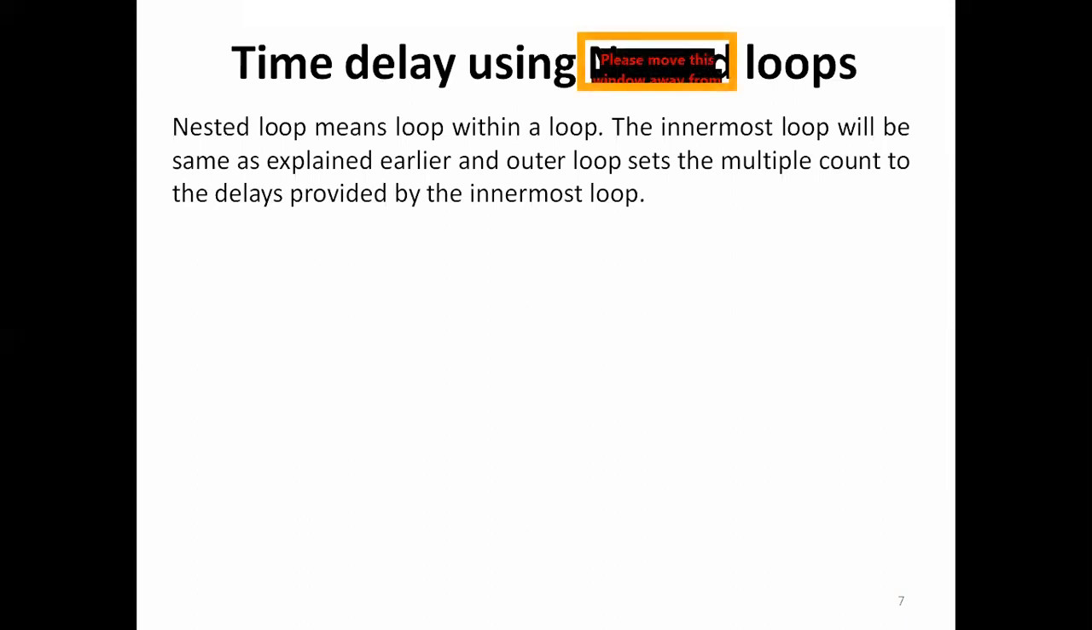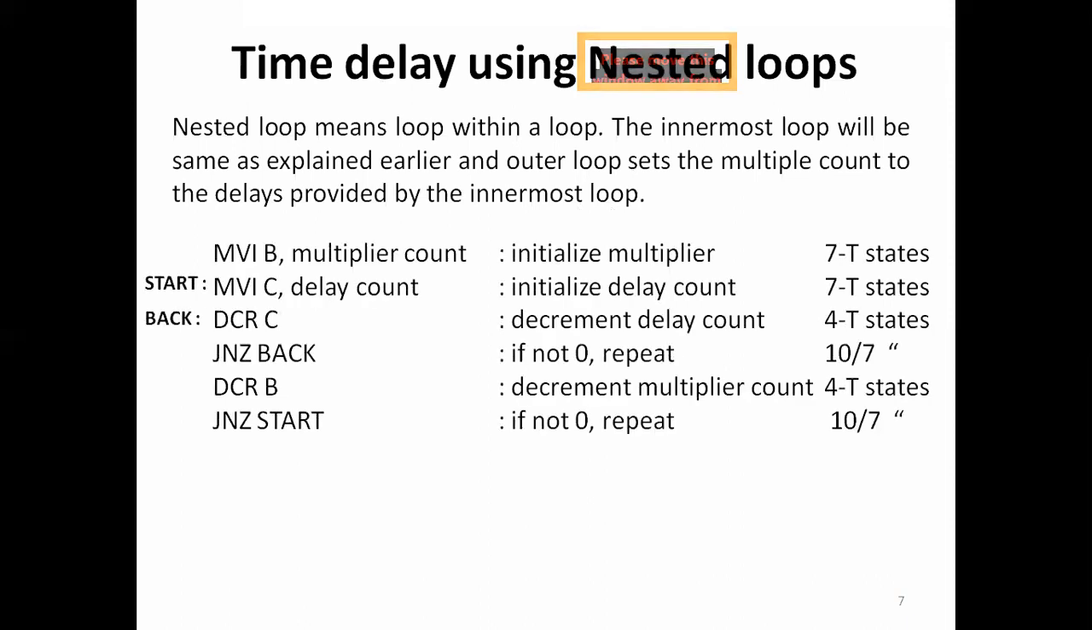So that is why the outermost loop is called the multiple count, and the actual delay will be provided by the innermost loop. So let us see how this program can be written with the help of nested loop. Nested loop means we are using two loops.